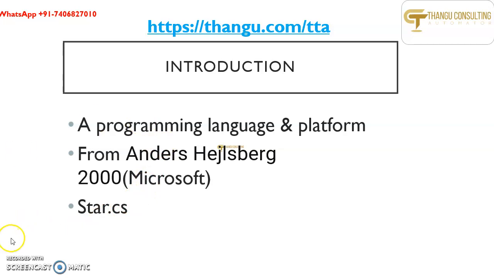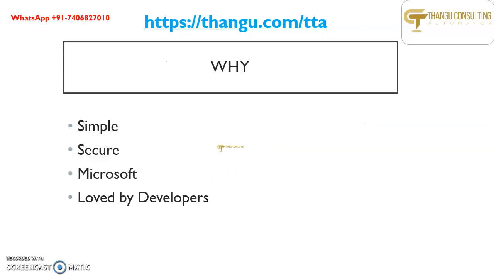So we jump into the introduction. C Sharp and .NET is a powerful programming language and platform created by Anders Hejlsberg in 2000, and it belongs to Microsoft. Any C Sharp program ends with .cs. For example, if you're going to draw a star, which we're going to see in the demo, it will end with star.cs. Now, why C Sharp or .NET?